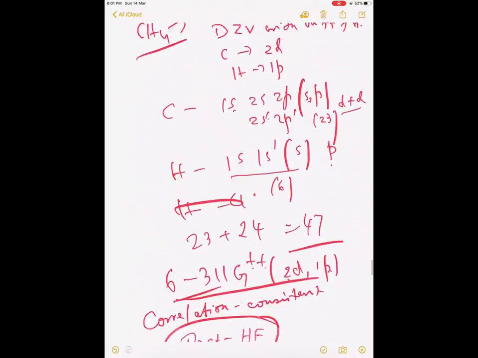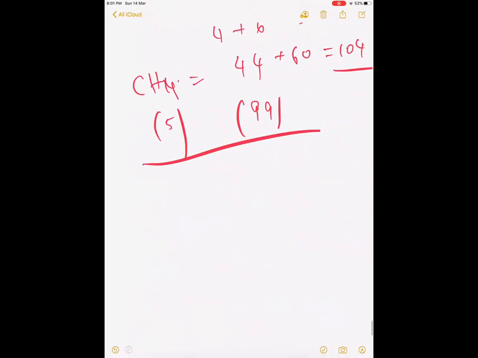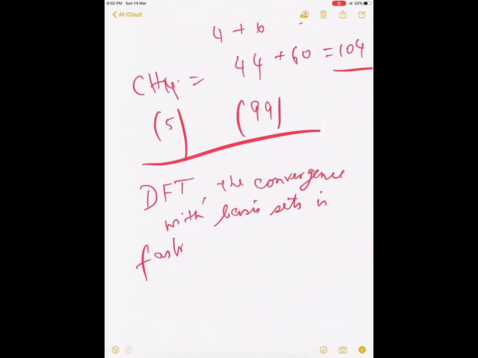DFT is somewhat simpler because of a very inherent fact that in DFT, the convergence of the energy with the basis set is faster than the Hartree-Fock based methods, which means wave function methods. So that is another advantage of DFT. We talked of so many advantages of DFT in terms of simplicity and so on, computational cost, but the basis set K can also be less. So what is convergence?